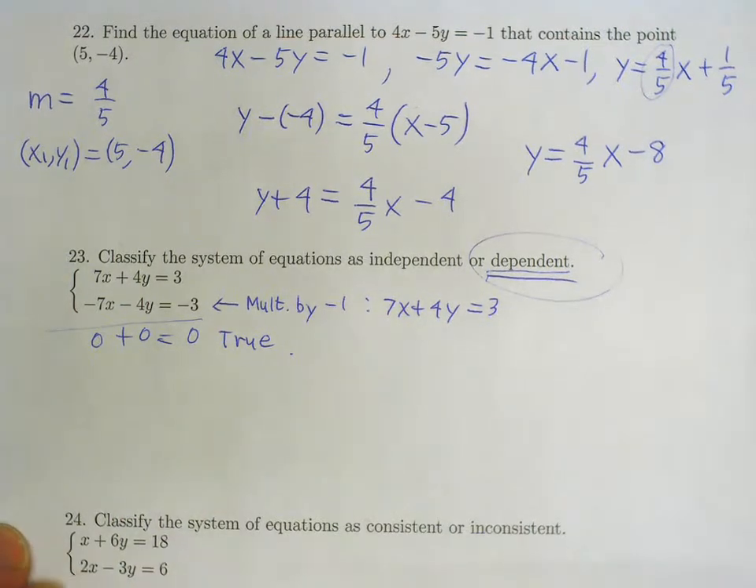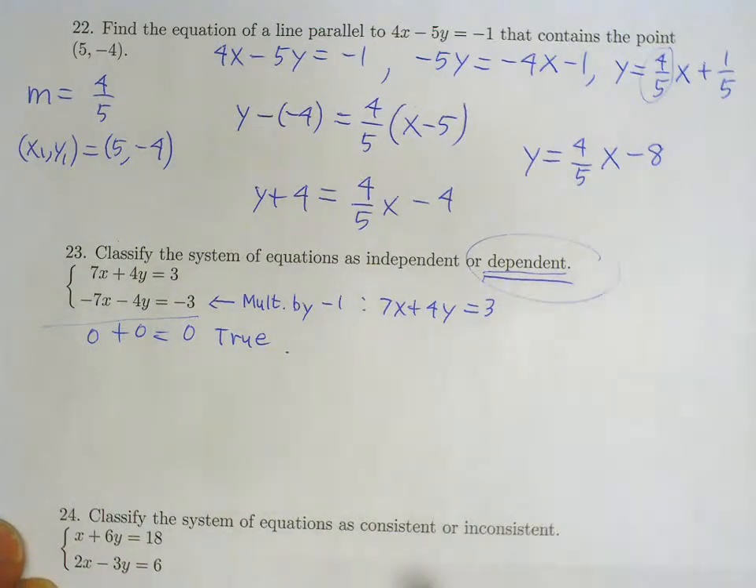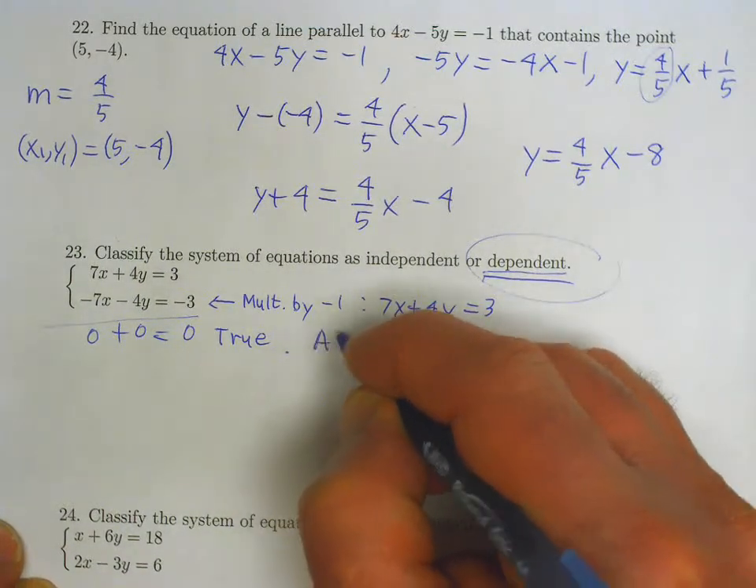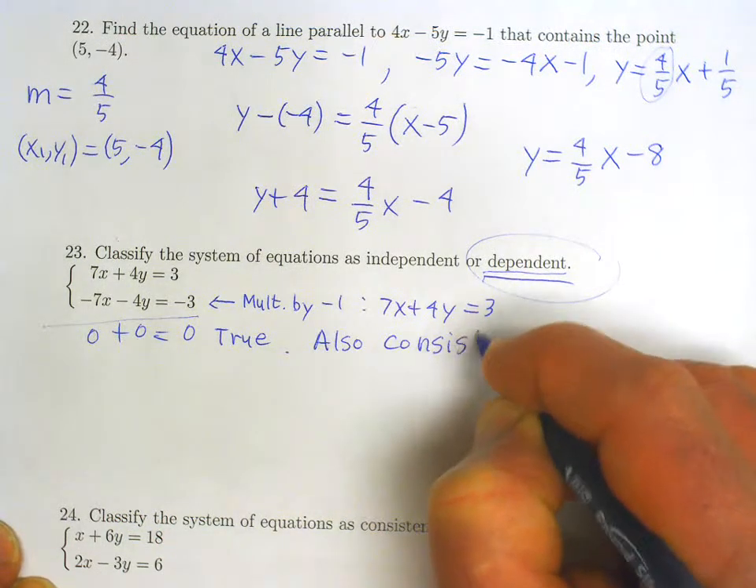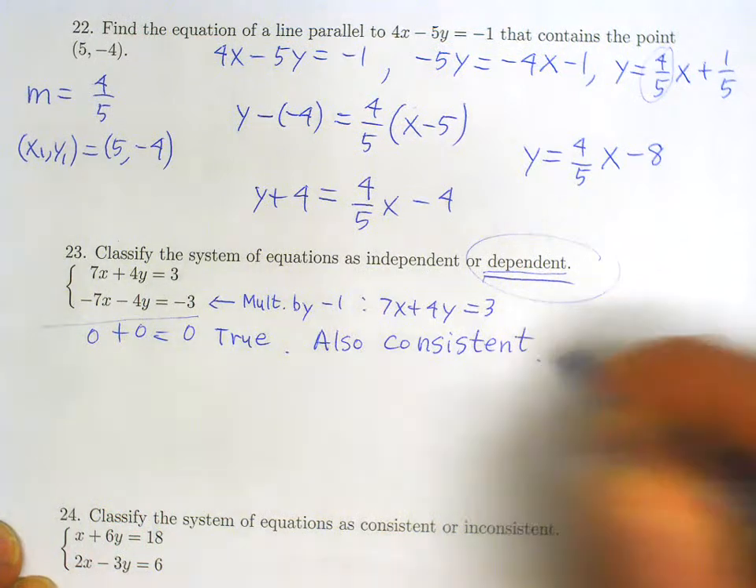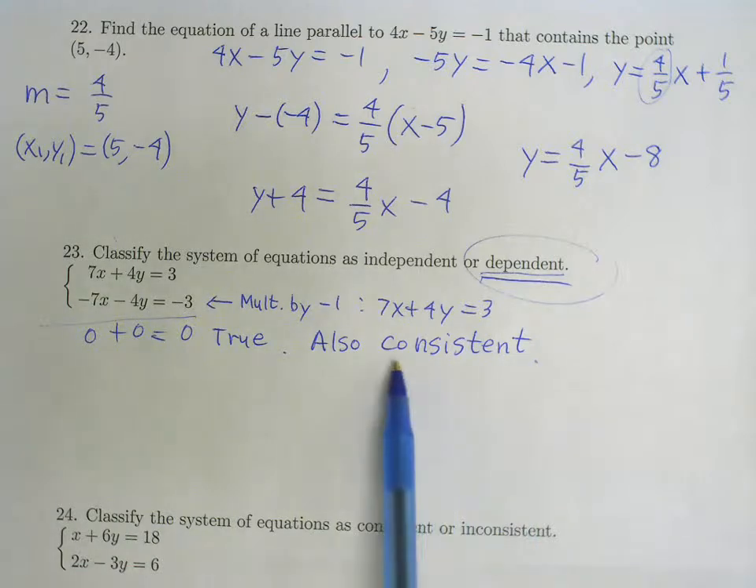It also means, even though it's not asking for it in this one, that it's consistent, because the system has infinitely many solutions. So anytime that a system of two linear equations has either infinitely many solutions or just one ordered pair solution, then it's consistent.